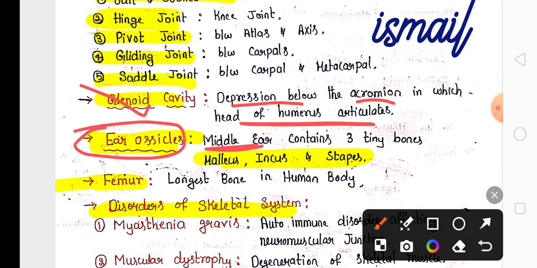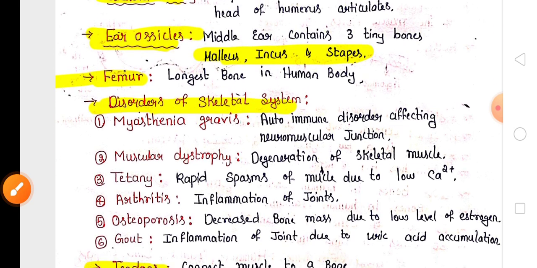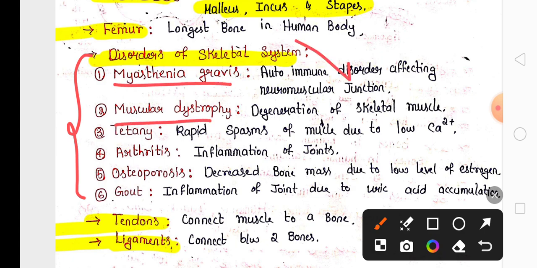And remember the ear ossicles. In the middle ear there are 3 tiny bones: malleus, incus and stapes. They are called ear ossicles. And remember, the femur is the longest bone in the human body. And for 5 marks, or for 1 mark, they are going to ask about the disorders of the skeletal system. For example, myasthenia gravis is an autoimmune disorder. Muscular dystrophy is a degeneration of skeletal muscle. Tetany is a rapid spasm of muscle due to low calcium ion.